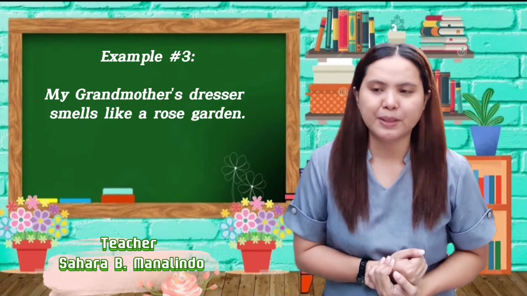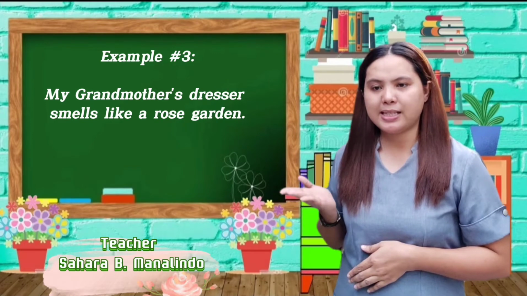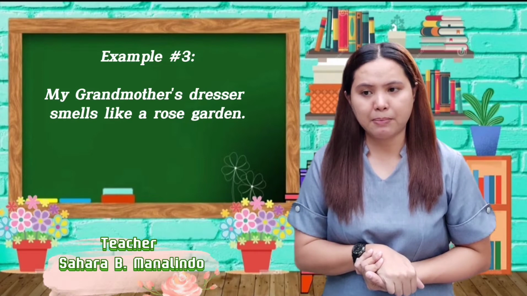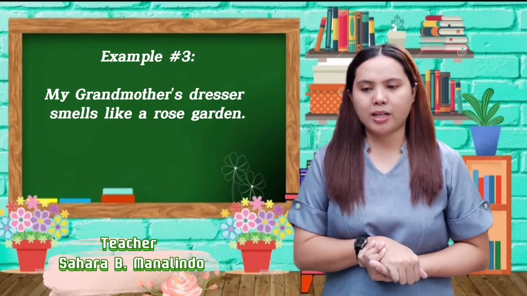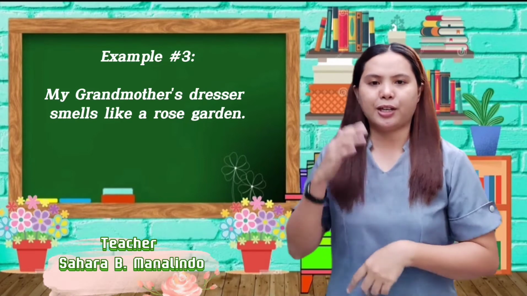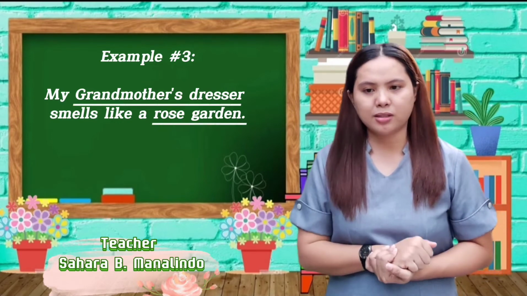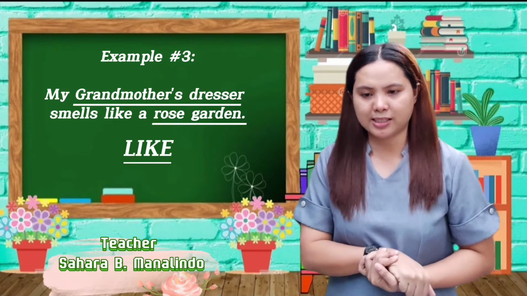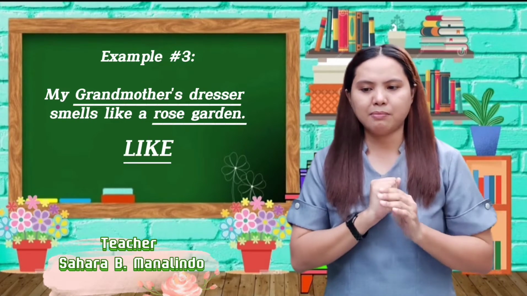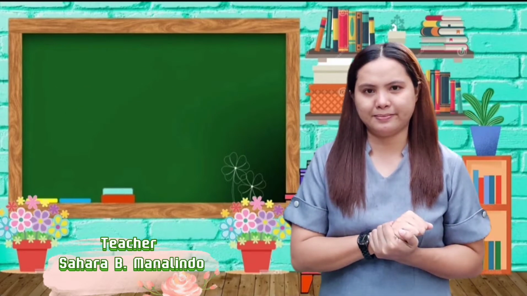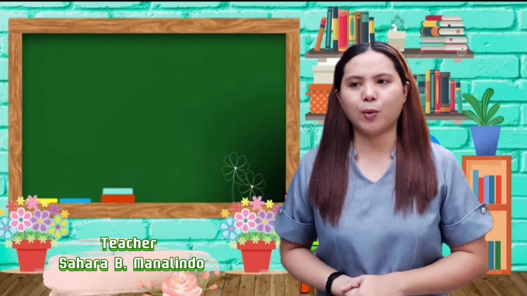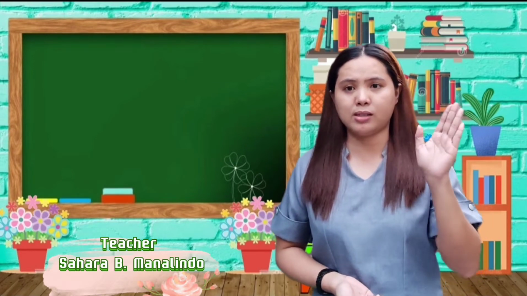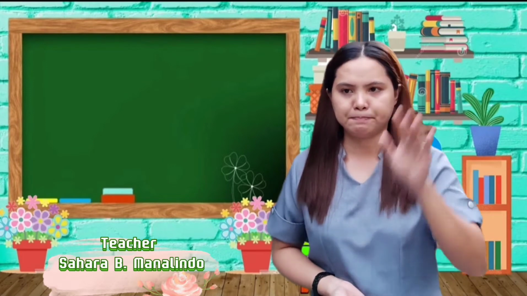Okay, thank you, Kim. My grandmother's dresser smells like a rose garden. This is an example of simile because, again, it compares two different things, grandmother's dresser and rose garden. And using the word like makes it more interesting than just saying, my grandmother's dresser smells good. Okay class, I hope everyone understands what simile is. So, anyone from the class who wants to give an example of simile? Anyone?